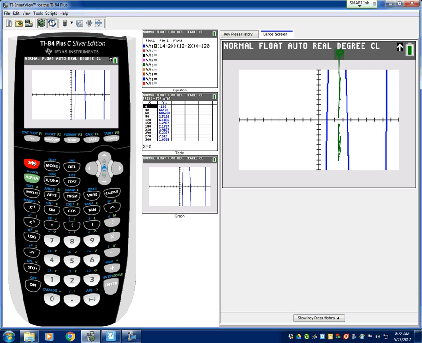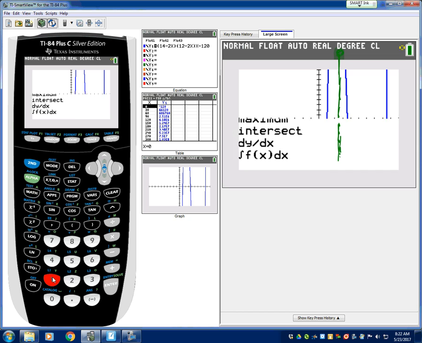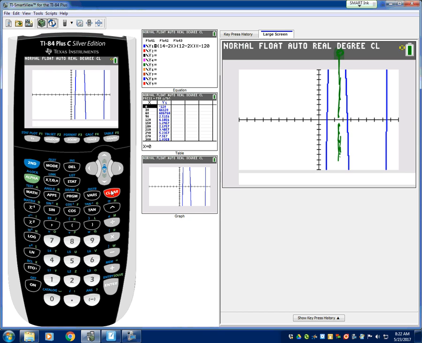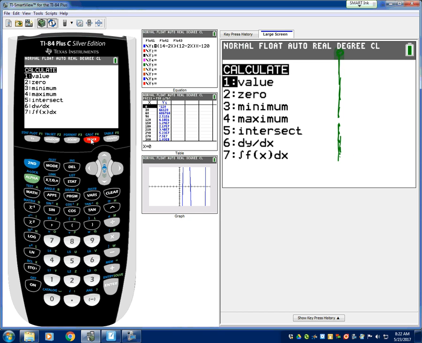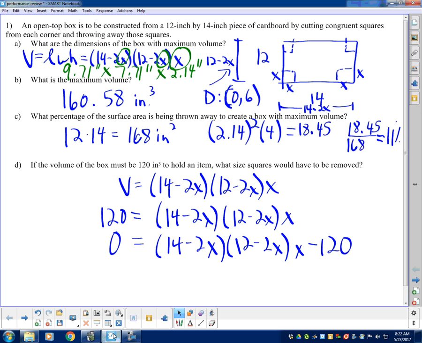Okay, let's try that again. Second, calculate, 0, number 2. So left bound, we have to be below that first 0. Right bound, you go up a little bit more. Right bound. We'll get something in between. So one of our zeros is x equals 1. So as a solution to this, x equals 1 inch will give us a volume of 120 cubic inches.